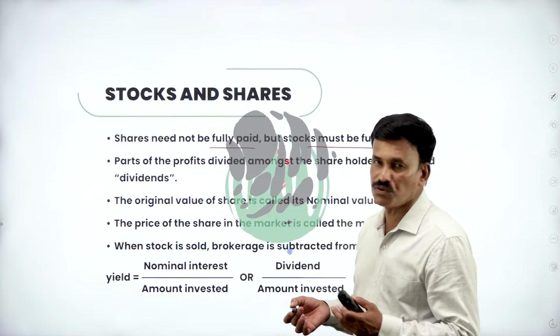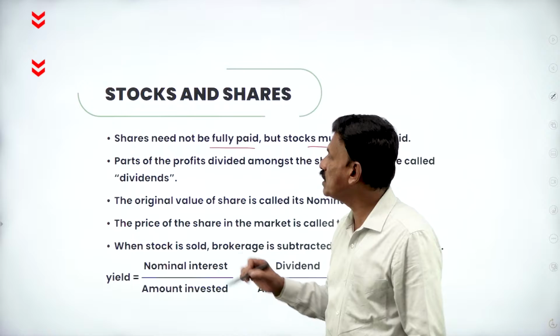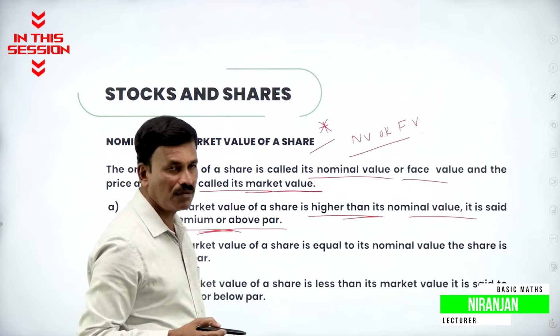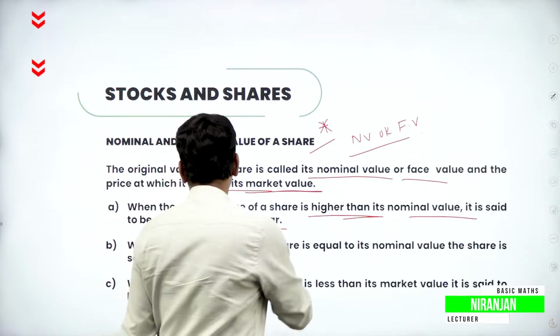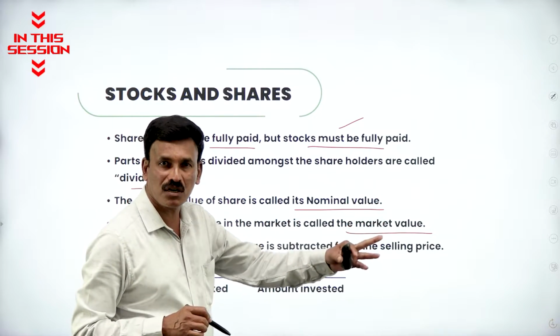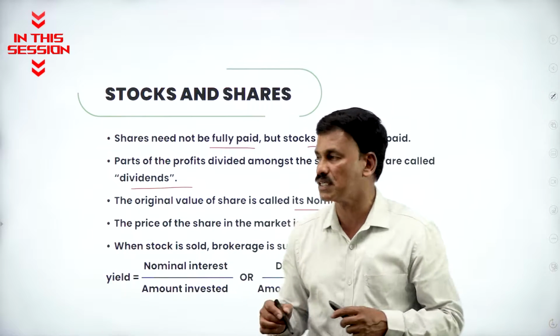Shares need not be fully paid, whereas stocks must be paid fully. When the market value is higher than the nominal value, it is said to be premium or above par. The original value of the share is called the nominal value, whereas the price of the share in the market is called the market value.